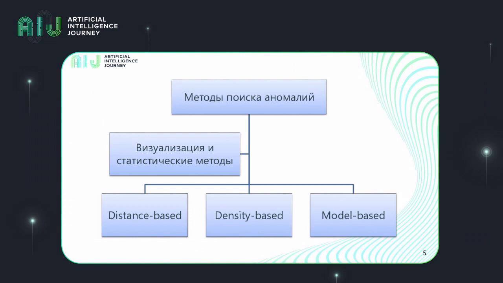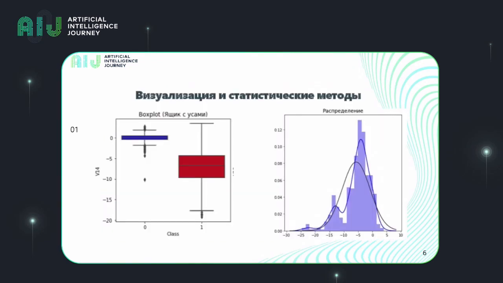What are the methods that you can use to solve the problem of outlier search? You see that visualization and statistical methods are identified separately here, but there are also modeling methods: distance-based, density-based, and model-based. I'll speak in more detail about each of them further on. Let's consider in more detail the visualization for outlier analysis.